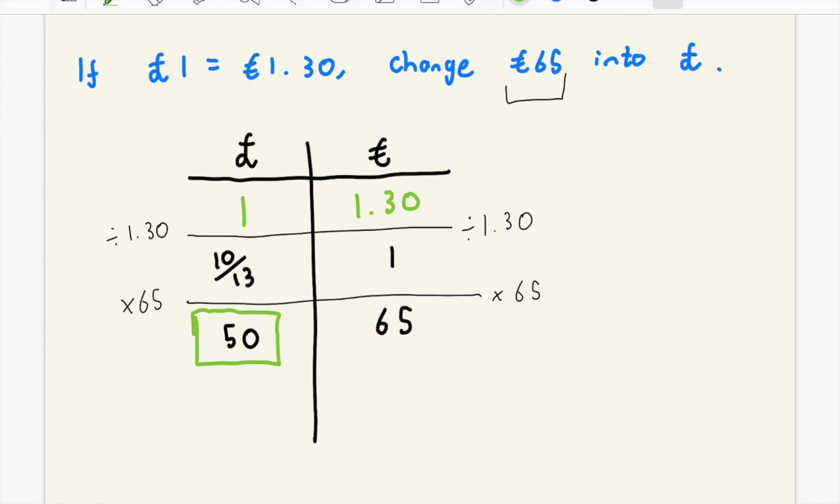So that is how you convert from one currency to another. Sometimes you have 2 steps, sometimes you have 1. It depends on which way the exchange rate is given to you. But that's everything you need to know.